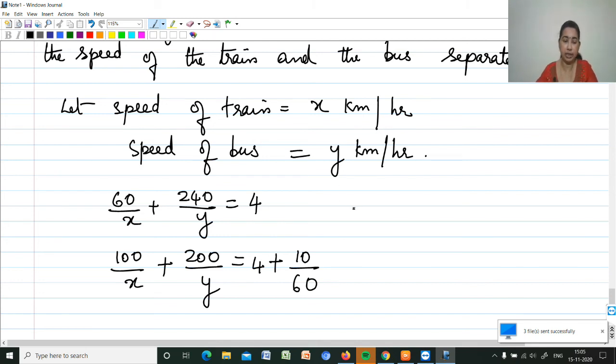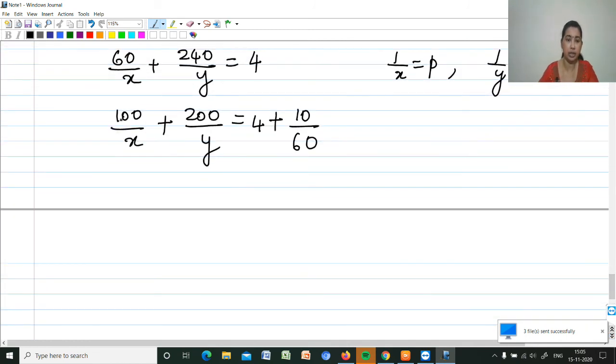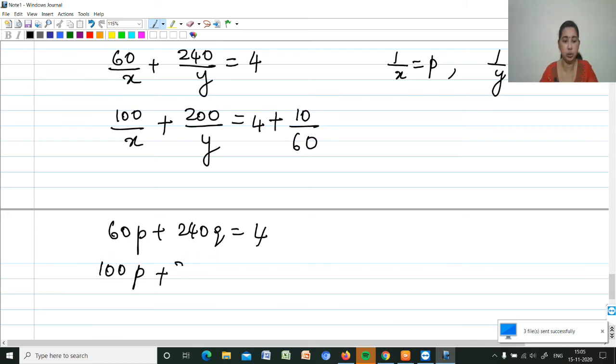Now we can change the equations by putting the value 1 by x as p and 1 by y as q, so that the equation can be written as, instead of 60 by x, 60p plus 240q is equal to 4, and the second equation 100p plus 200q is equal to, simplifying, 25 by 6. So two equations.